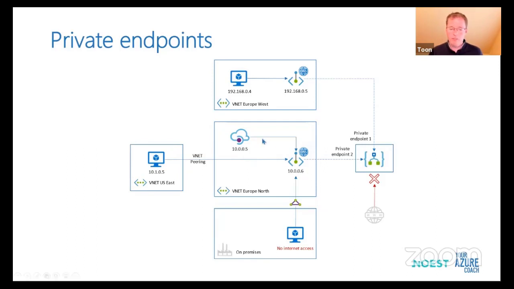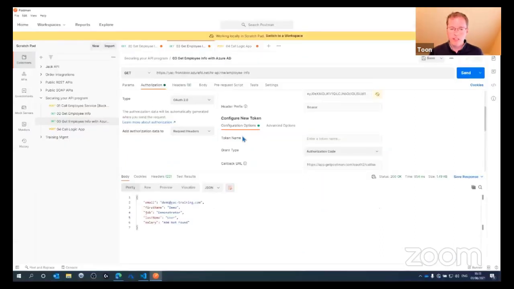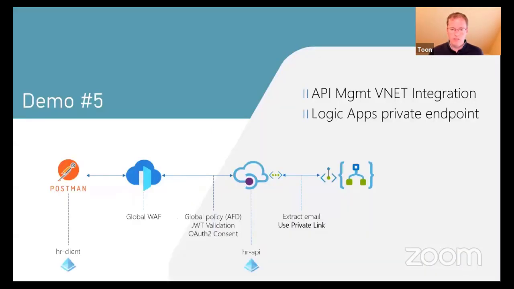And in my demo, I will show you the API manager is configured with virtual network integration. First, let's show what we want to do. I want to enable here the private link between my API manager and the logic app.